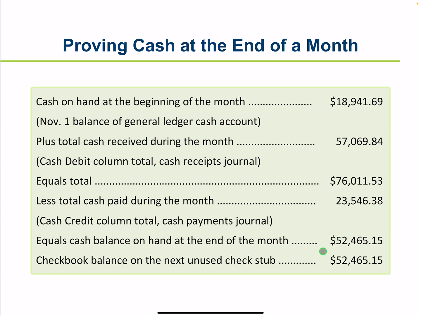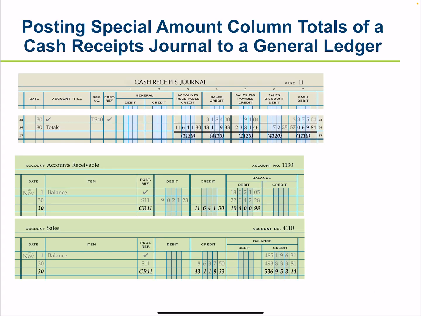And since you do not have a checkbook to look at, they will give you this number, and you want to make sure that those two numbers equal out to make sure that you have proved your cash at the end of the month. When you are done with that, proving that everything works out, you are going to post your totals. Okay, so remember, you will have 5 totals that you need to post.